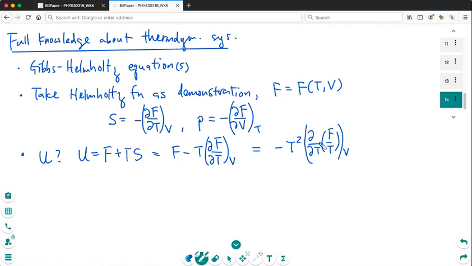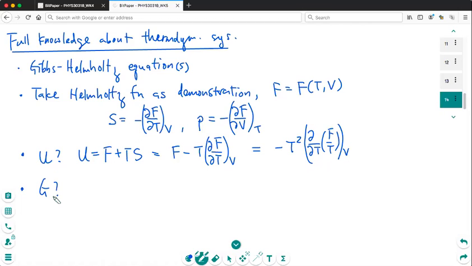You should practice this. It's very common in this part of the course to write things in a very compact form. So how do you calculate U? If you know your F, you take the thermal derivative of this ratio, then you get your internal energy. But that is not enough.